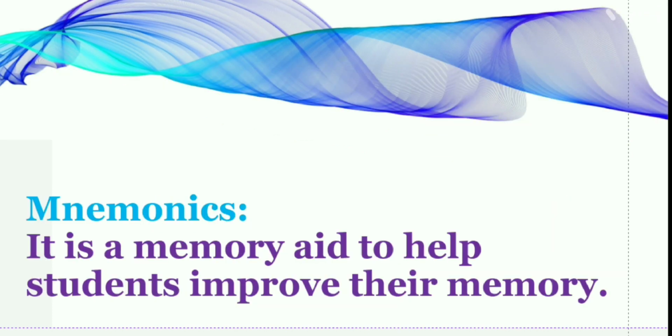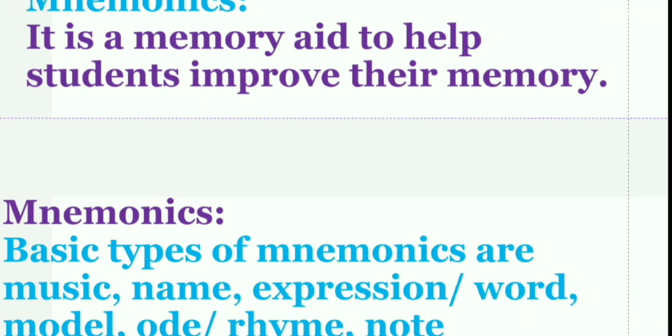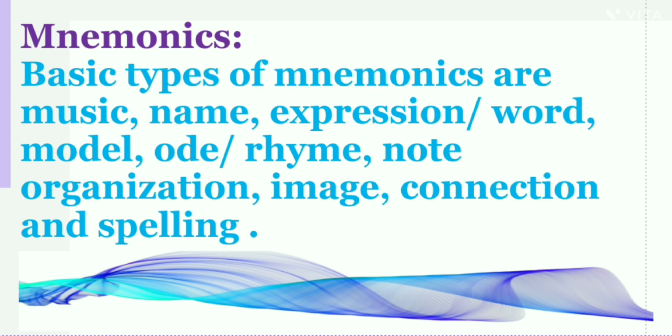Number 1, mnemonics. It is a memory aid to help students improve their memory. Basic types of mnemonics are music, name, expression or word, model, ode or rhyme, note organization, image, connection and spelling. Don't confuse with the list of the words over here. Let me help you understand with the help of examples.